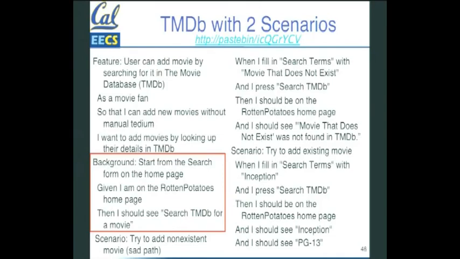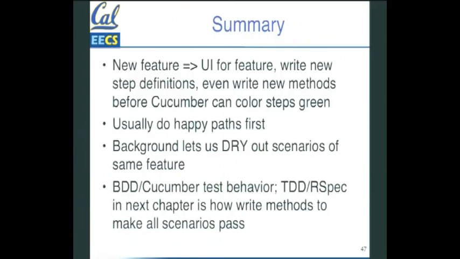Okay, so summarizing, new feature, you typically need a user interface for it. You write the step definitions, write new methods. You usually do the happy paths first. Backgrounds let us dry out that code. And Cucumber BDD is testing behavior, TDD and RSpec is how we're going to implement the methods to make it all pass.